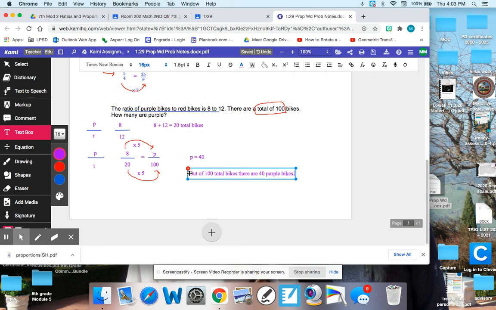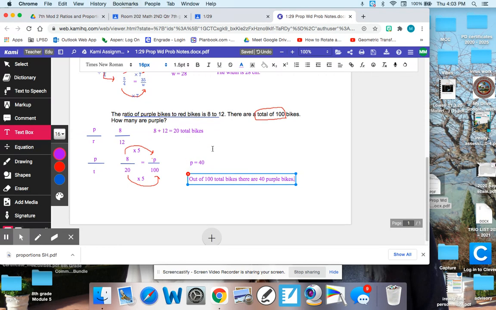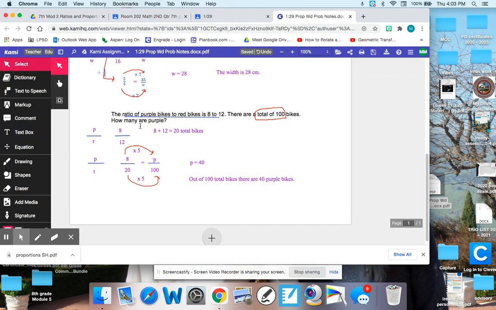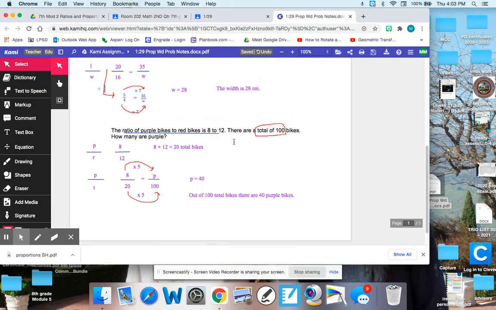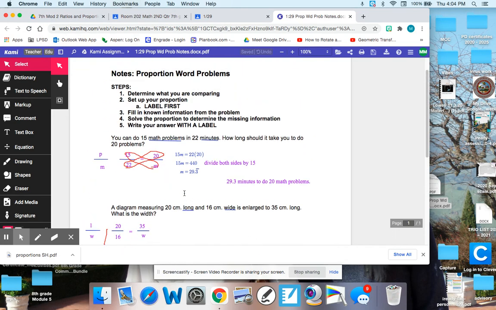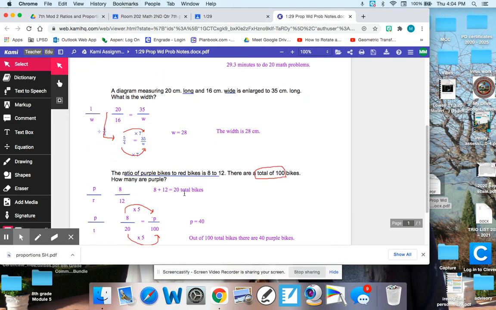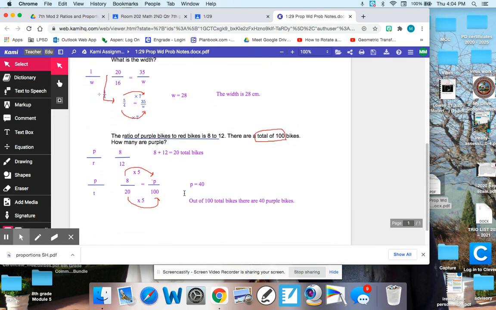Okay, so we're always looking to identify our variables that we are going to be working with. So purple to red. In this case, we had to add them because they were looking for total bikes. And then we set up our labels always. I told you that's why it's really important that you always put your labels on there. And then you set up your ratios. Okay, always with the final sentence. If we're dealing with word problems, we always have a final sentence.